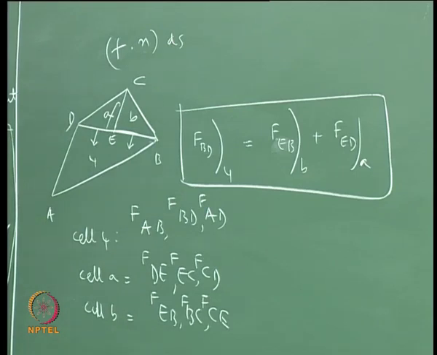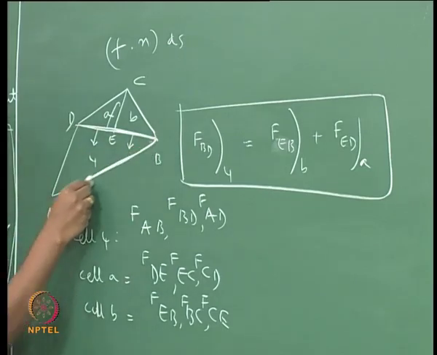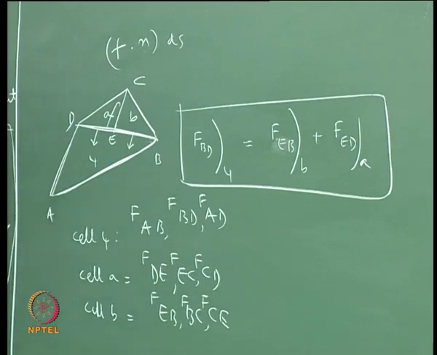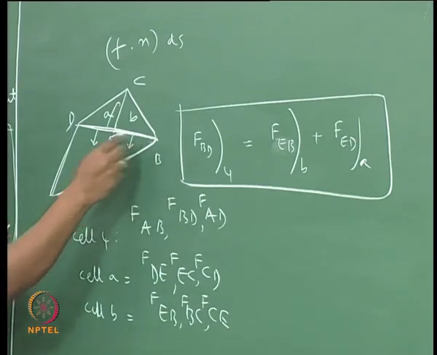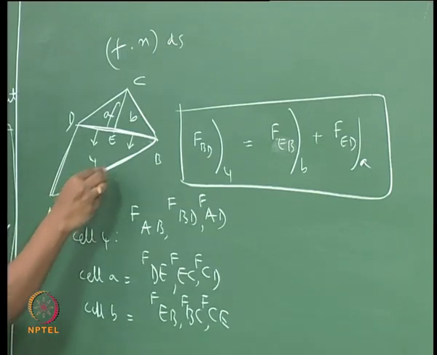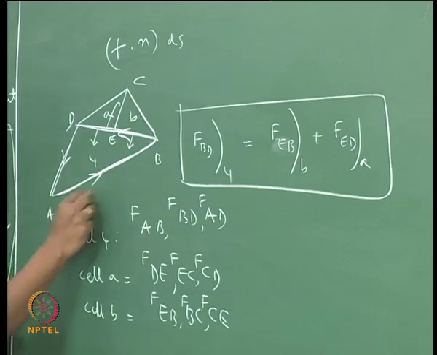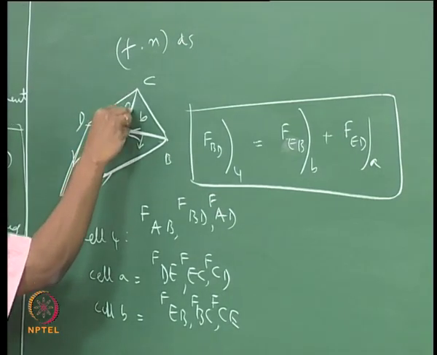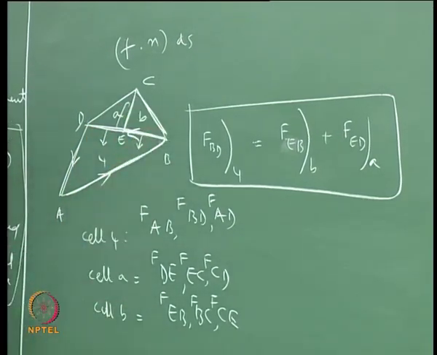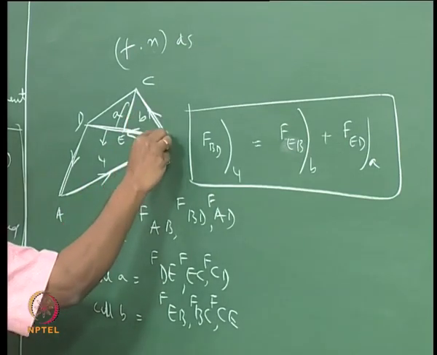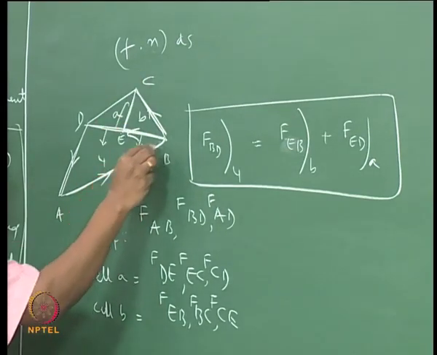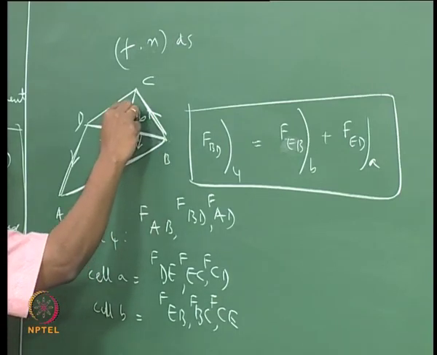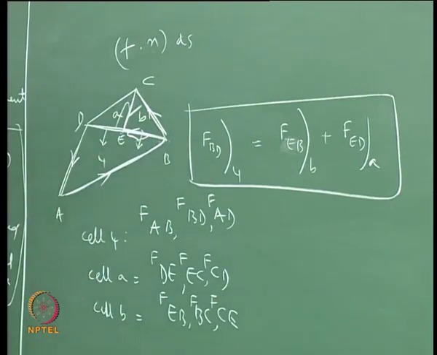One way of ensuring this is, for each cell, when we define the faces like this, we always take the counterclockwise direction. So we talk about F AB, F BD and F DA. Again, for this particular cell here, we go in the counterclockwise direction. So we say B C E and then back to B. So this goes in this direction, here it goes in this direction, and here it goes in this direction.